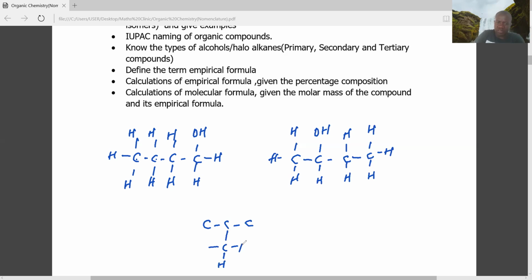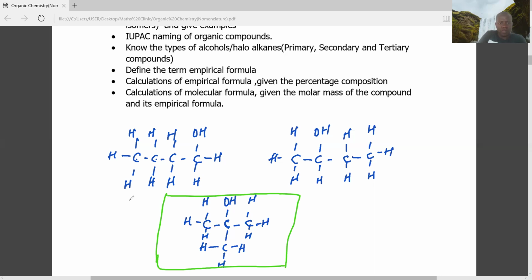Just want to explain something here. Okay, then with the OH. I want to use a different color. Okay, let's see, this is the first one. Okay, the second one. Let me just use a different color.